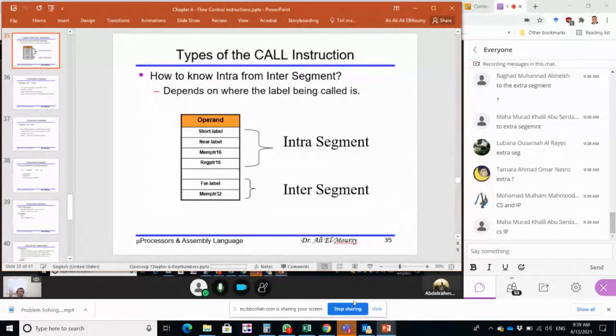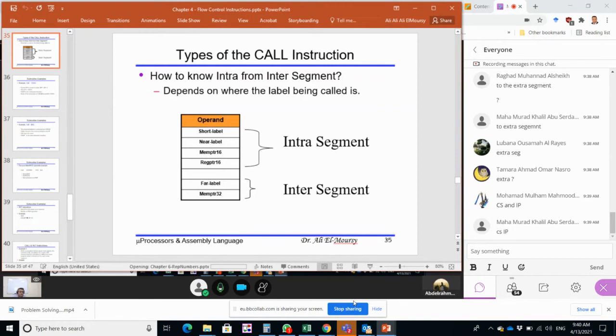I need to change both the IP and the CS, because IP and CS now have the values in the code segment. Right now I want to do a far jump. I want to go to a new segment. So the CS register should change its value to take the value of the ES register. And the IP needs to change its value to take the value of the new location inside the extra segment. That's why it's called inter-segment, or far jump.